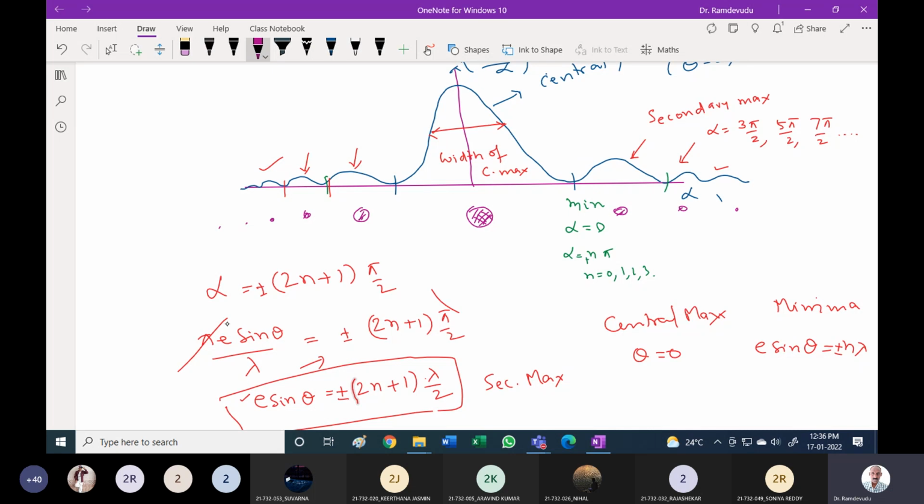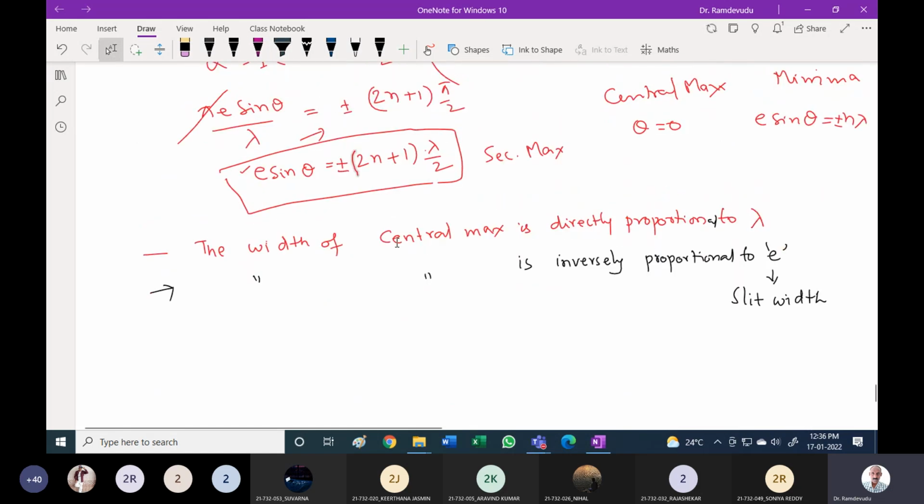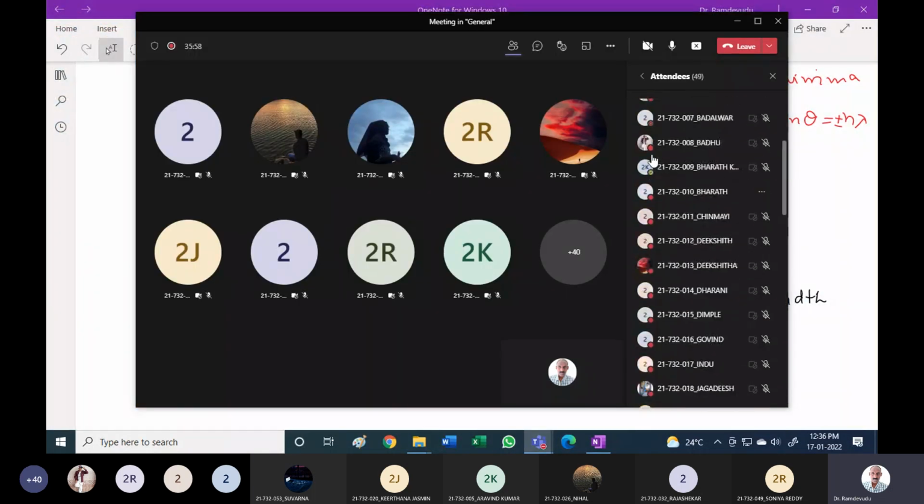Therefore, we call these orders. As order is increasing, the intensity is decreasing. So the more the order value, the less will be the intensity. But zero order will have maximum intensity because the curve shows the maximum amplitude here. These are the conditions for maxima and minima for a diffraction pattern, which is the derivation we have derived.